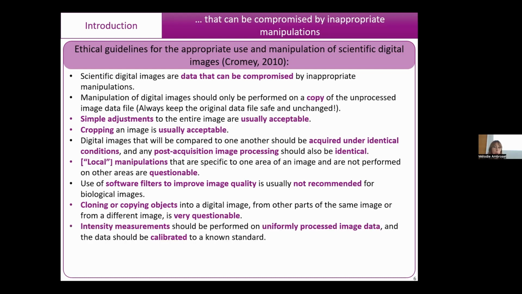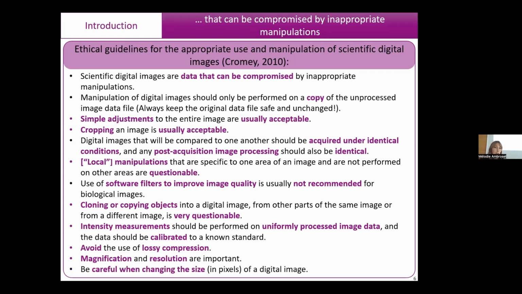Intensity measurements should be performed on uniformly processed image data, and the data should be calibrated to a known standard. I'm not going to expand on that, but just know that measuring fluorescence intensity on images is extremely hard to do well. You should also avoid the use of lossy compression. You should be aware that magnification and resolution are very important. And you should be careful when you change the size in pixels of a digital image, because if you're not careful, you could deteriorate it because of interpolation.